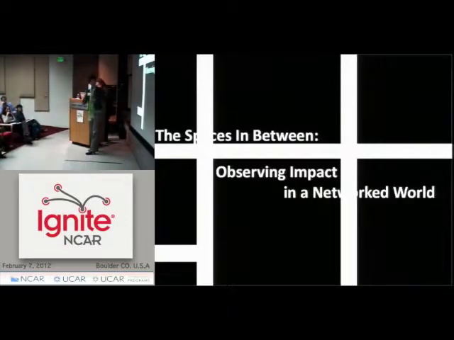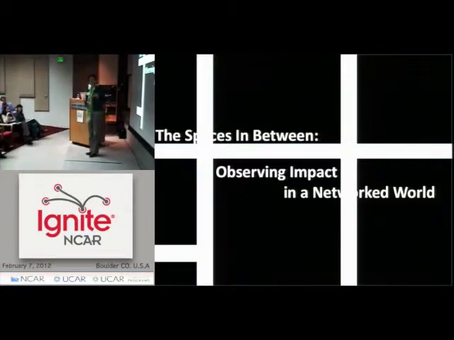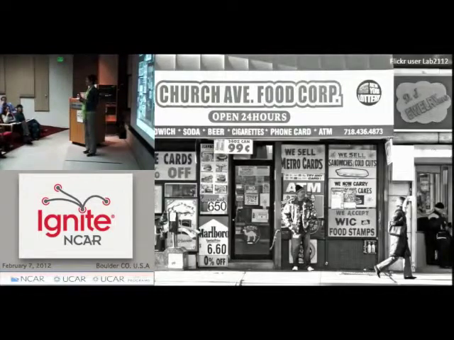Okay, so Paradata, user analytics. I'm going to talk a little bit first about how I was inspired to this approach, to looking at the spaces in between the activity and thinking about some of the problems of impact a little differently.